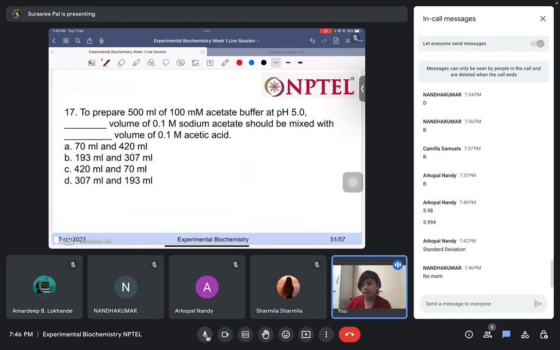This is a very similar problem to one I had discussed regarding acetate buffer, and I have also mentioned the pKa of the acetate buffer. I'm writing it once again: pKa of acetate buffer is 4.8. So this information will be required to solve this particular problem.